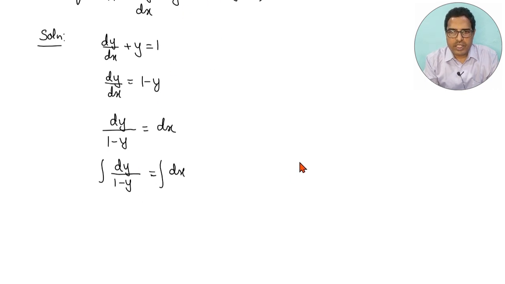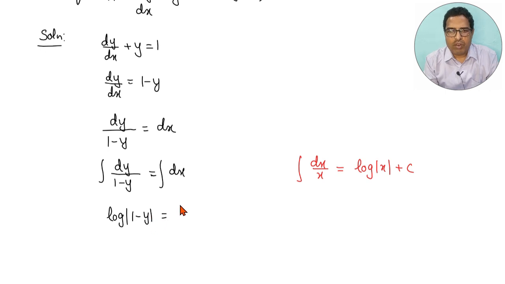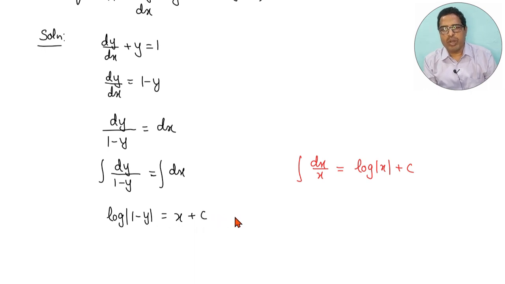Now the left hand side is just in the form of dx by x, and we know that the integral of dx by x is nothing but log of mod x plus the constant of integration c. Therefore here this will be log of mod of 1 minus y, which will be equal to the integral of dx, which is x plus the constant of integration c. That is the required solution.